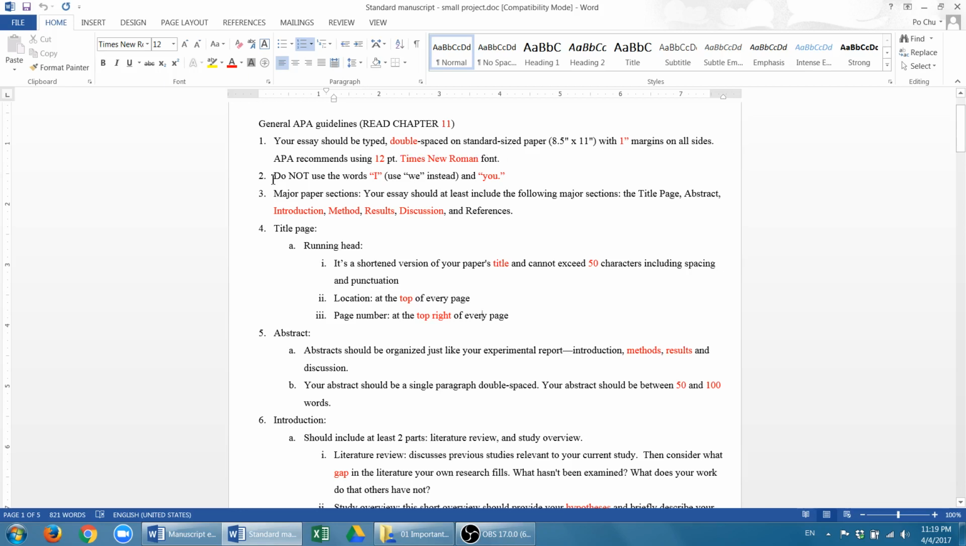Number two is very important. Throughout the whole manuscript, you do not use these two words, I or you. You don't use these two words. Now you use we instead. And if you feel the urge to write the word you, find some way to avoid this word. So if I see you or I in your manuscript, the least I will deduct will be 5 points. More likely will be 10 points, and you don't want that.